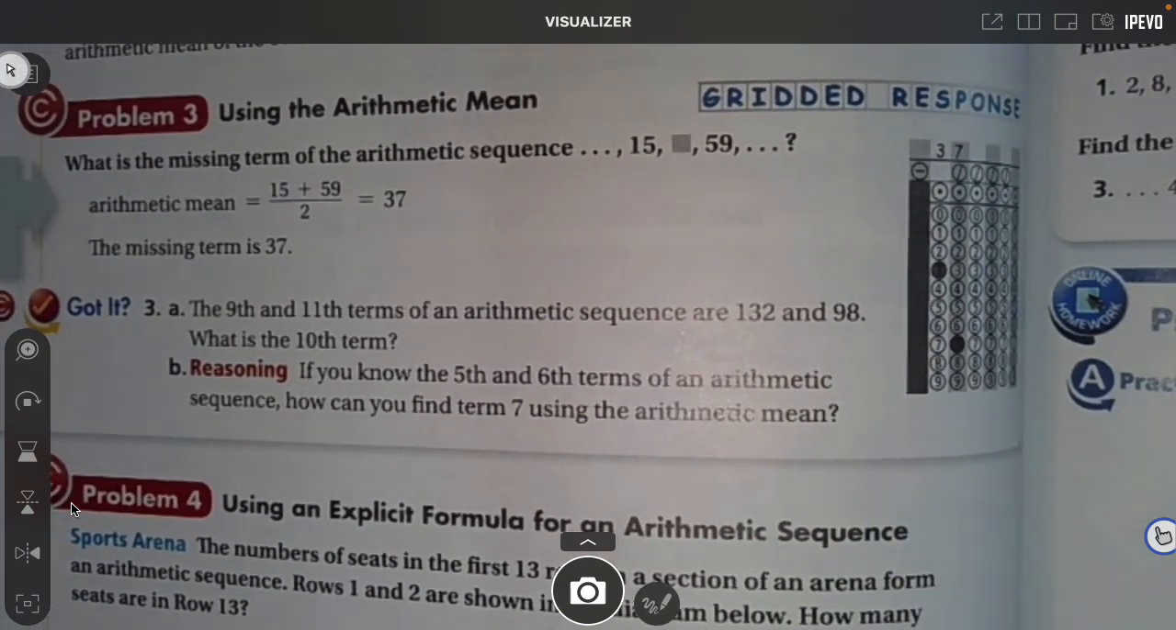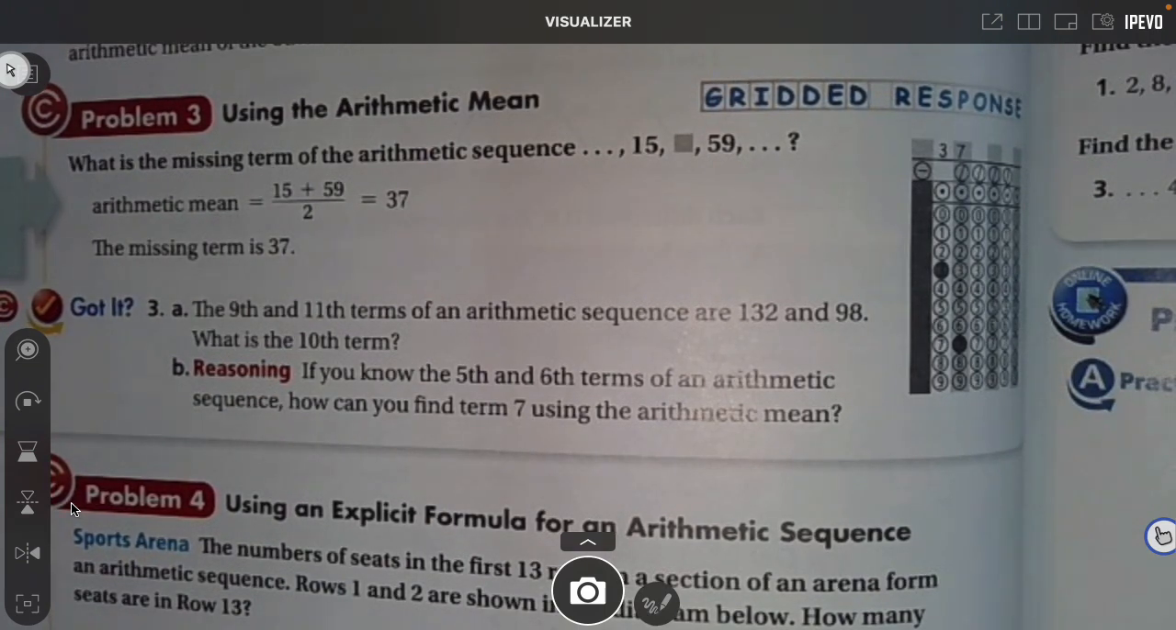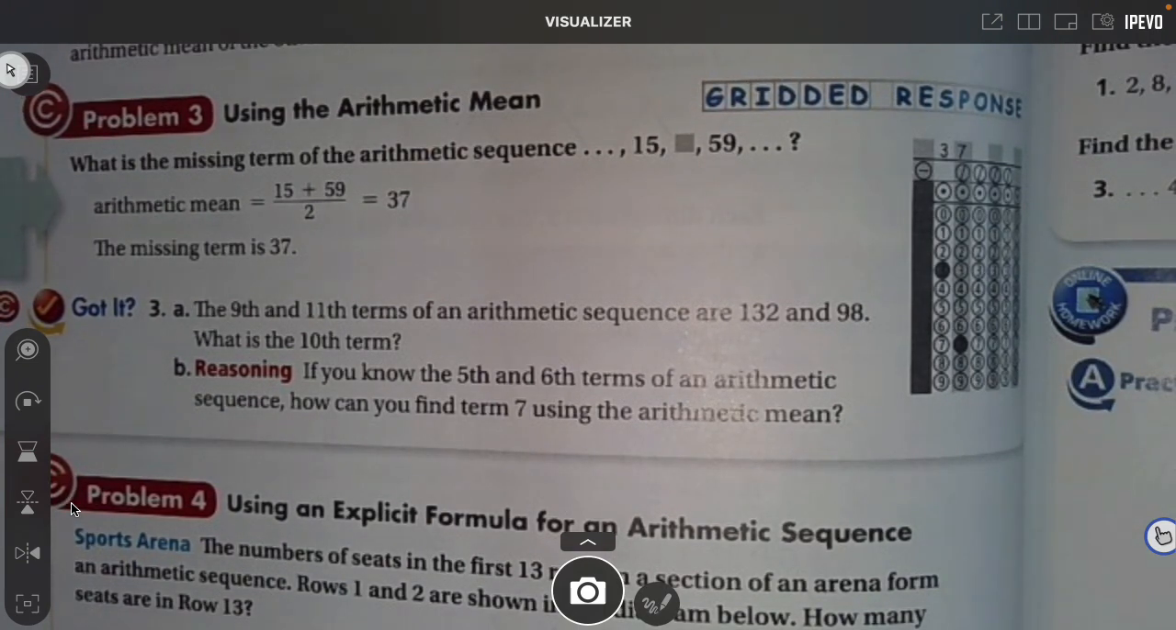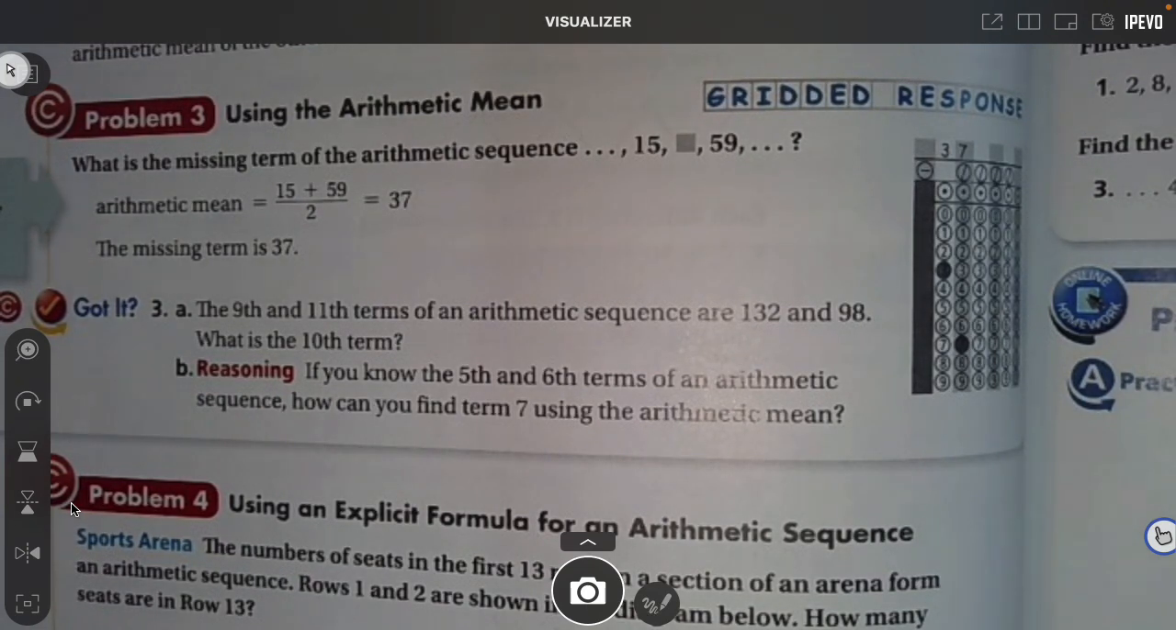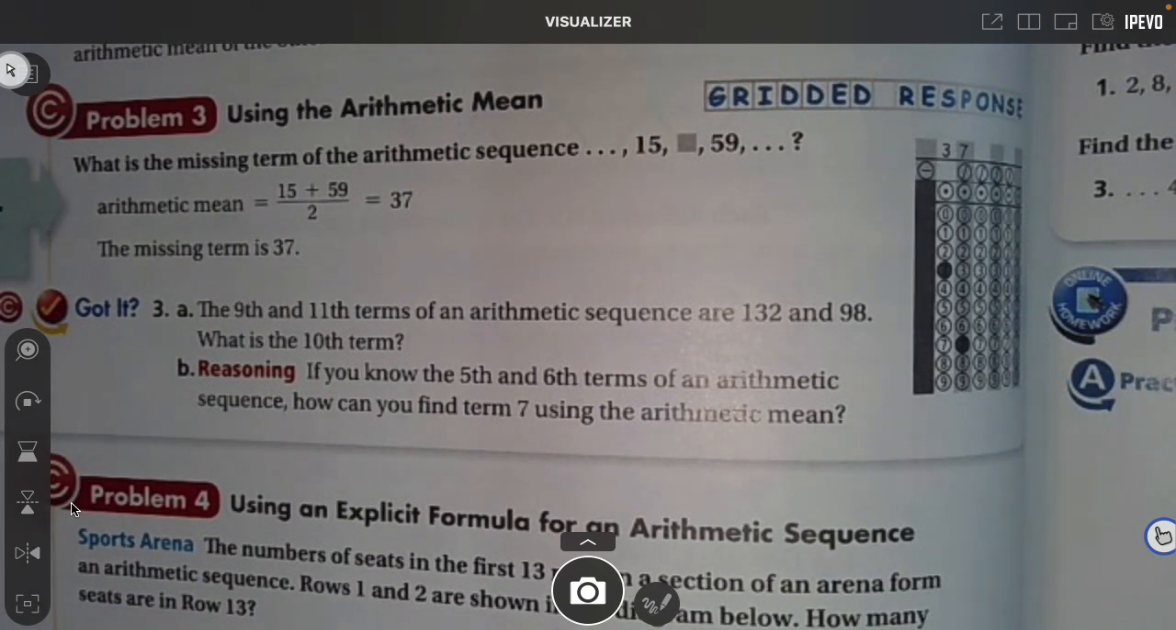We do. So if you're trying to find the arithmetic mean on number 8, what are you going to do with those 2 things? You're going to add them together and then what? Divide by how many? Divide by 2. Yeah, that's all the arithmetic mean is. So are y'all okay with that?